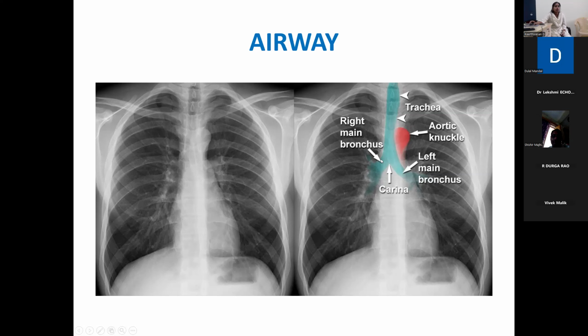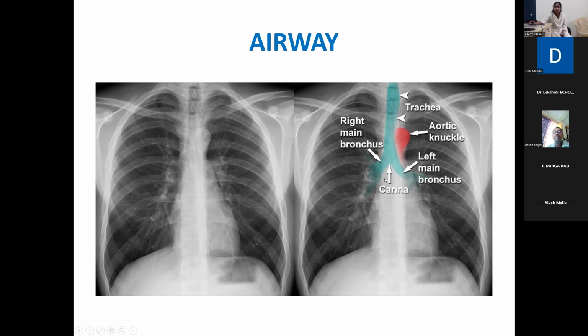So this is the right main bronchus, this is the left main bronchus. Sometimes you will also be able to see the right upper lobar bronchus, and this is the carina, the division of the right main bronchus and the left main bronchus. These are the major things to see on an airway. Always give importance to the carina, because sometimes you can miss out findings here.